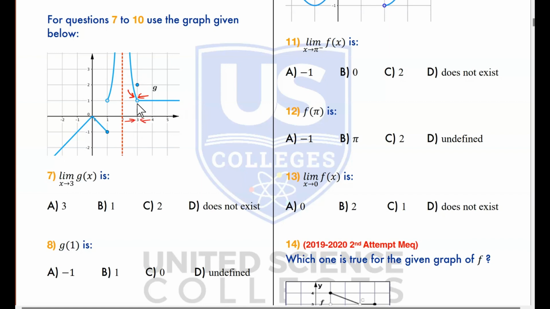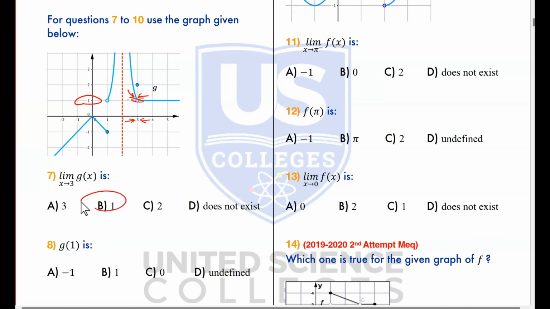From the right, it's this point. From the left, it's also this point. So they share the same point. Since limit from right and left are the same, then the value of the limit at this point is this point, whose value is 1.